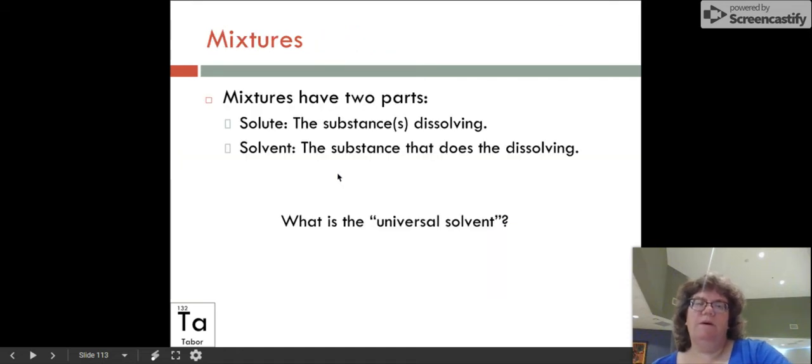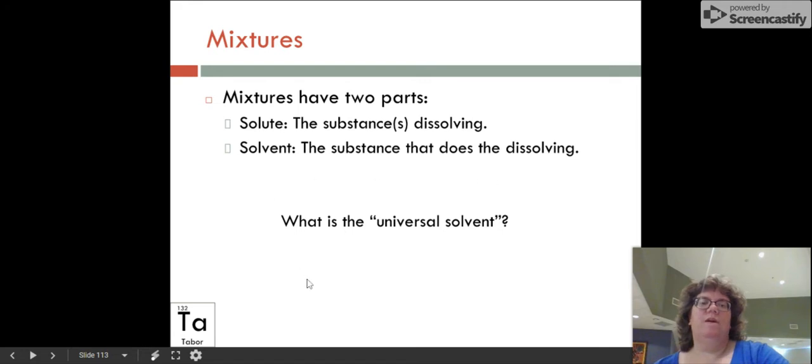So when we talk about mixtures, whether they're heterogeneous or homogeneous, they basically have two parts. Solute is the substance that is dissolving. So with our sweet tea example, that would be the sugar. And the solvent is what it is dissolved in. So that would be the tea. So solute would be the sugar, solvent would be the tea. And the sugar is dissolved in the tea.